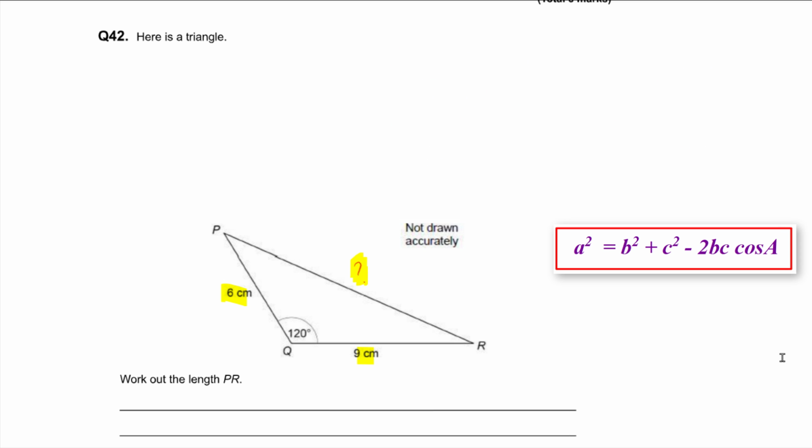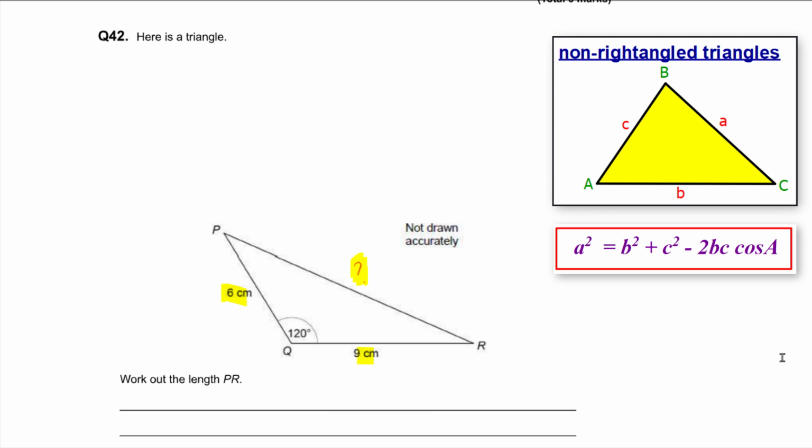With non-right angle triangles, we label opposite sides opposite to their letter. So if it's capital Q on that side, we're actually trying to find side little q over there. If it's capital R over here, then this is side little r. And if that's capital P, this is side little p.